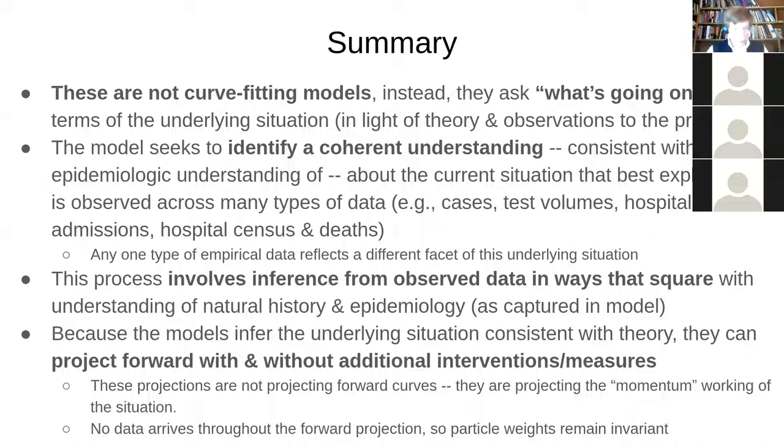about if we altered the situation. So we're not projecting forward curves here. No. We're projecting forward the natural momentum of the system, the state of the system as we capture it in the model. We're projecting that forward according to the factors that govern the model. No data arrives through that forward projection. We're projecting right now immediately what will happen over the next month. We don't see the data over the next month. That hasn't existed yet, but we have used the regularities of the system plus our regrounding of where we're at to project forward.